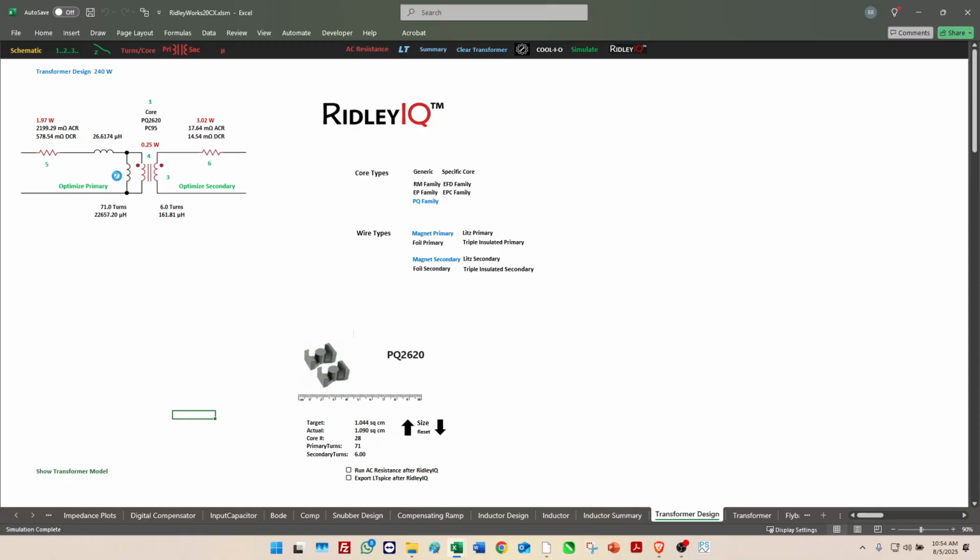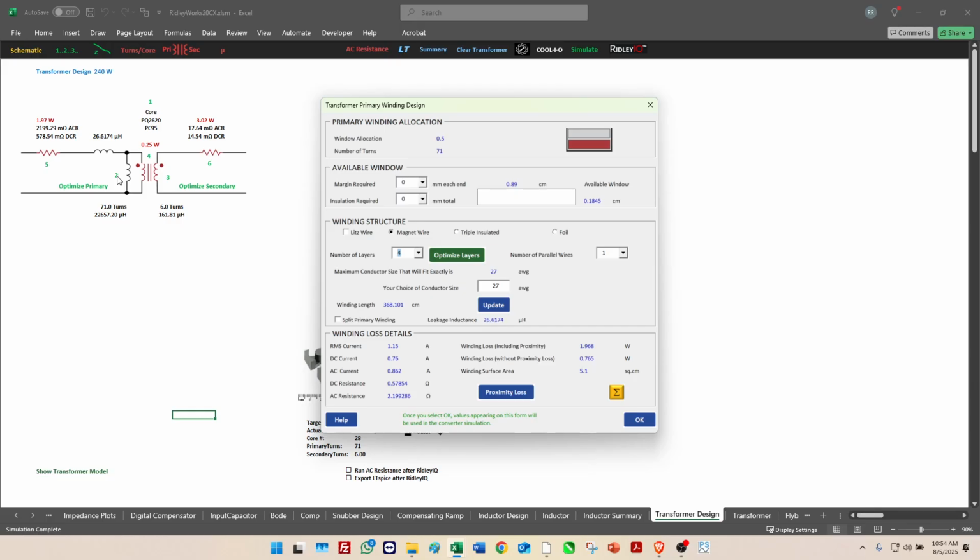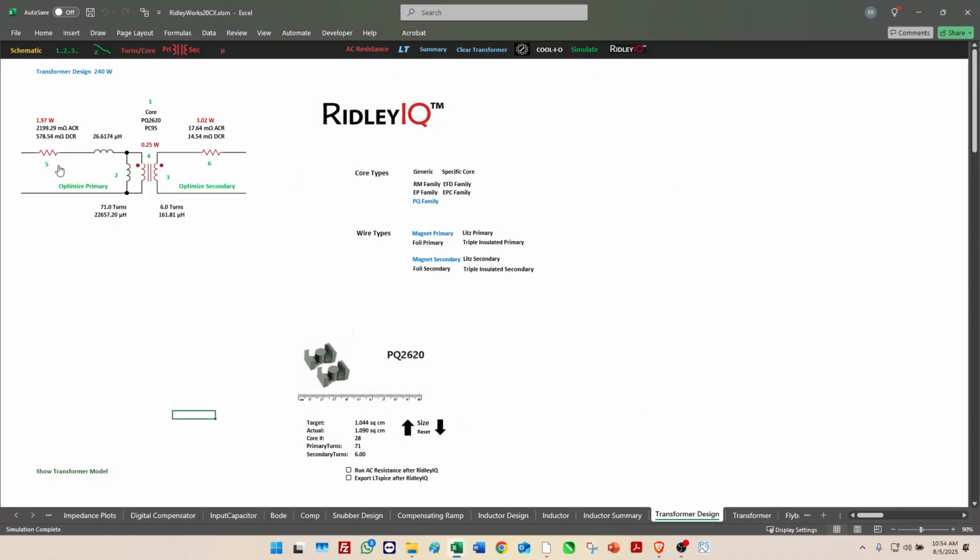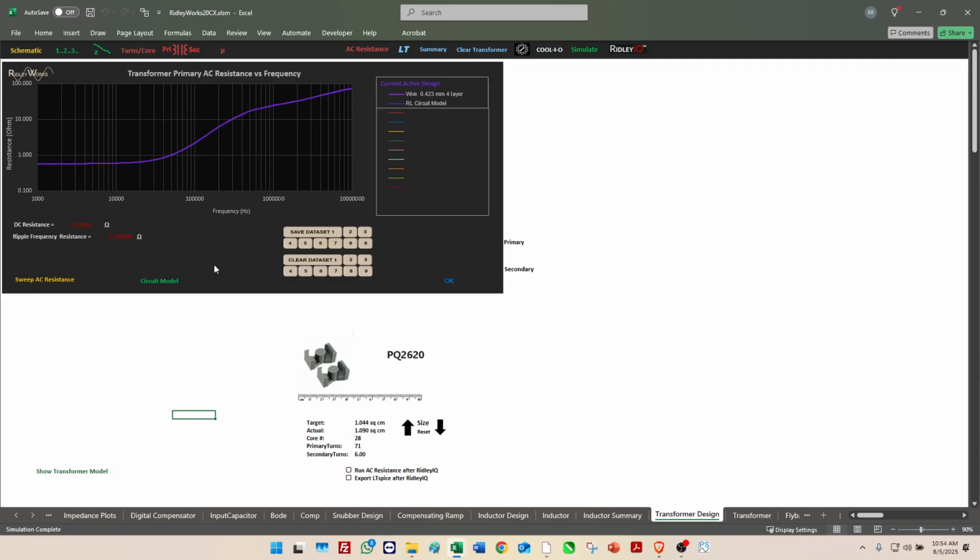So the primary is wound with 27 turns of wire, 27 gauge wire in 4 layers, high voltage input. And we can see if we just do DC calculations, there's only about 0.76 watts of loss. But if you do AC winding calculations, it's 2 watts of loss. So it's about 3 times as much. So we cannot ignore this effect. It's a big effect.